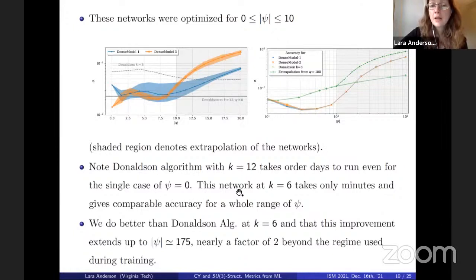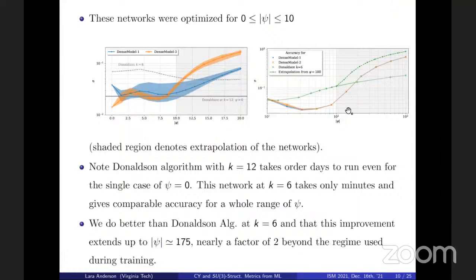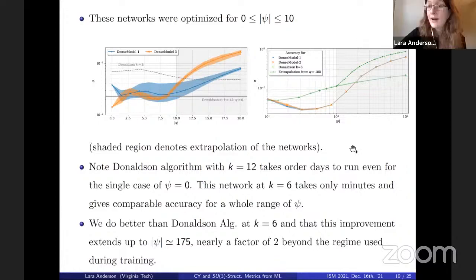So our network at k equals 6 takes only minutes to run and gives comparable accuracy for a very wide range of complex structure. We can do better than Donaldson at k equals 6, and this improvement extends quite high into the complex structure regime. For higher complex structure, we get less accuracy for all methods, including Donaldson.